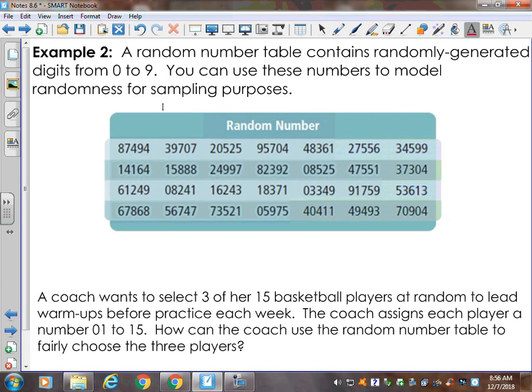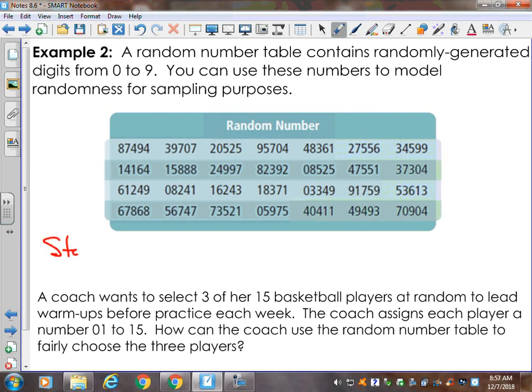Like this situation: a coach wants to select 3 of their basketball players at random to be leading the warm-ups before each practice. Coaches assign each player a number from 01 to 15 to make them a 2-digit number. How can the coach use the random number table to fairly choose 3 players? So underneath this, you can write this answer, but I'm going to write it above it so that I have a little room to see the question.